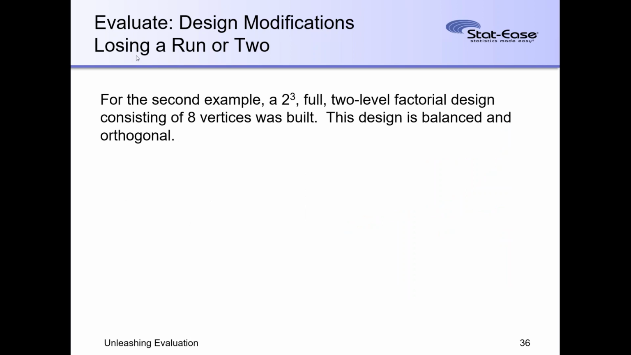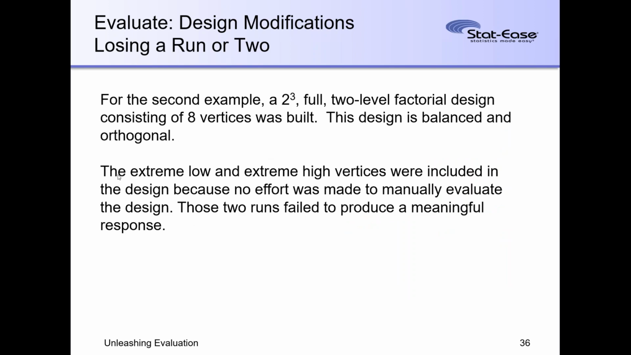For a second example, when we're going to lose a run or two, same design as the start, but the extreme low and extreme high vertices were left in. That's because there was no effort made to manually evaluate the design. That's one of the most important parts of evaluating a design, is you looking at it. Take the time to go through each run to make sure you're going to get reasonable results. If you don't, then you might end up botching runs.